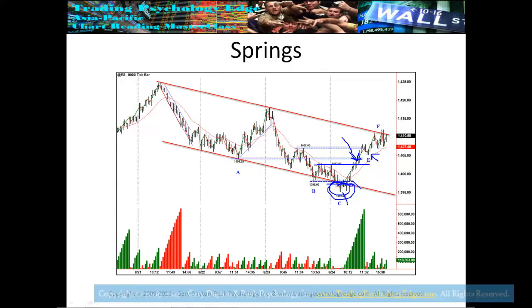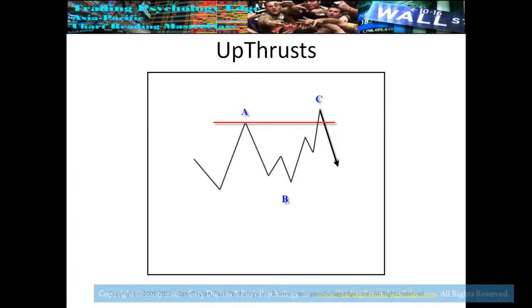Okay, good. So that's just an example of a trade that I took on a spring. We'll do more of that. I've got a good one with next Sunday too.